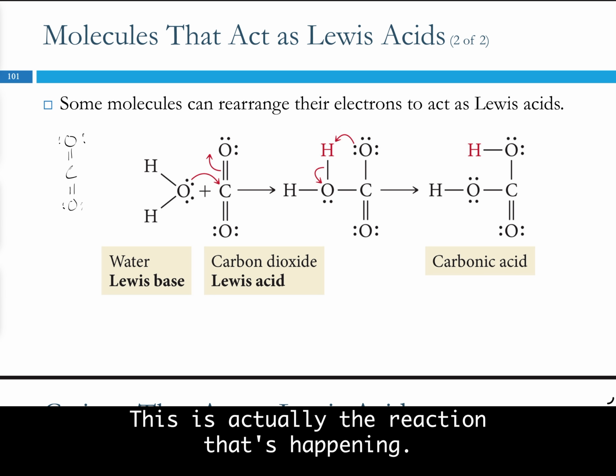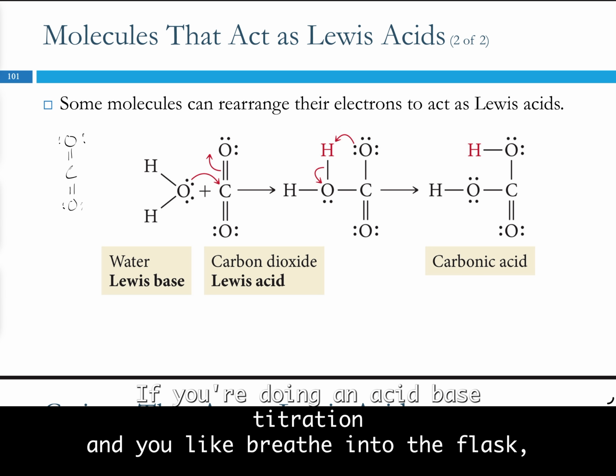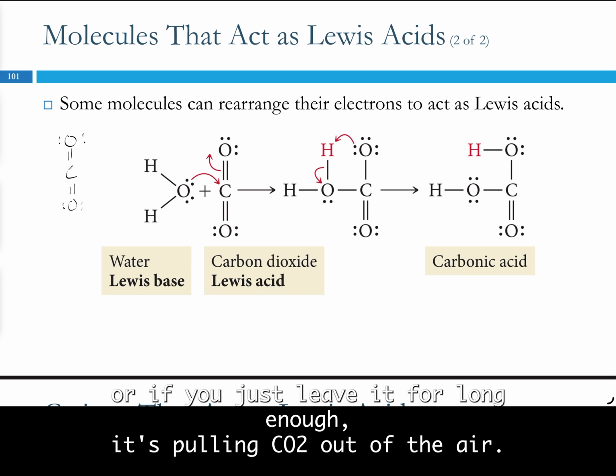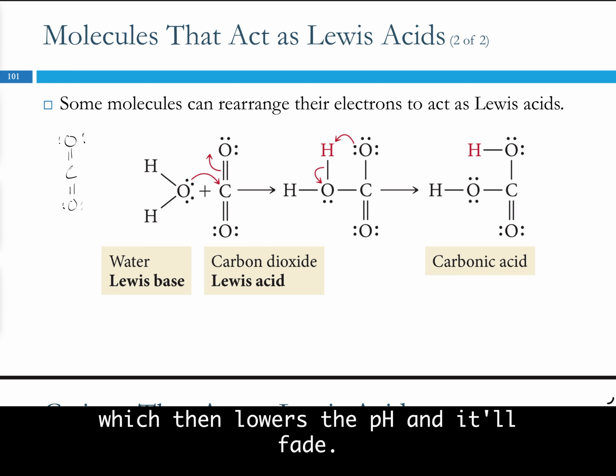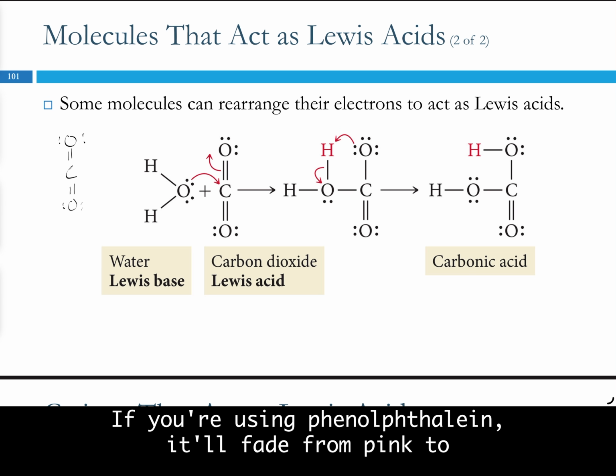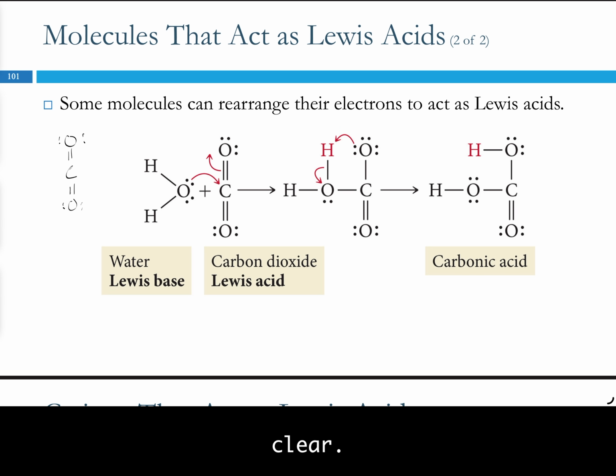This is actually the reaction that's happening if you're doing an acid-base titration and you breathe into the flask, or if you just leave it for long enough, it's pulling CO2 out of the air. The CO2 is reacting with the water just like this to form carbonic acid, which then lowers the pH and it'll fade. If you're using phenolphthalein, it'll fade from pink to clear.